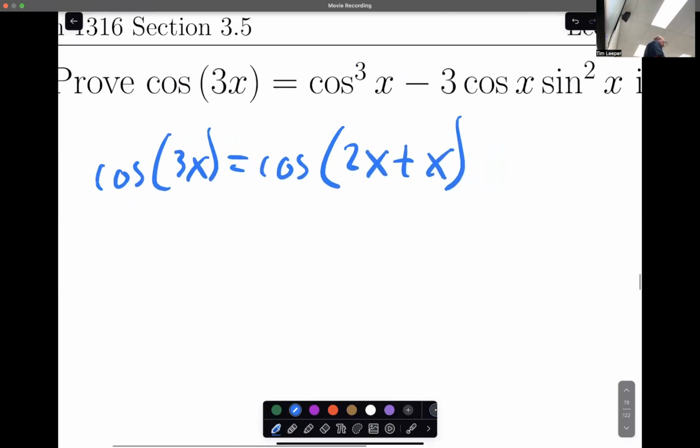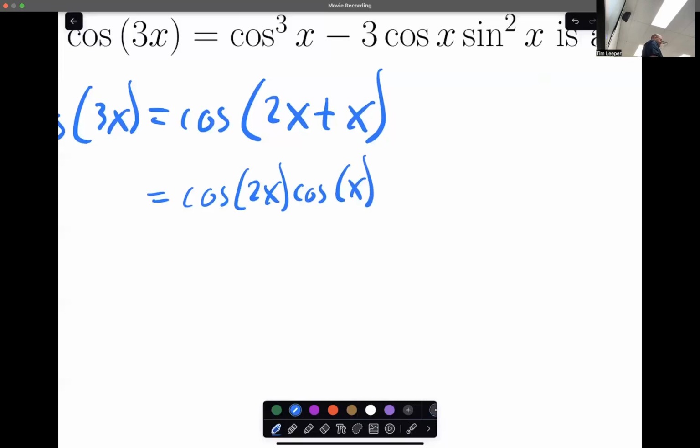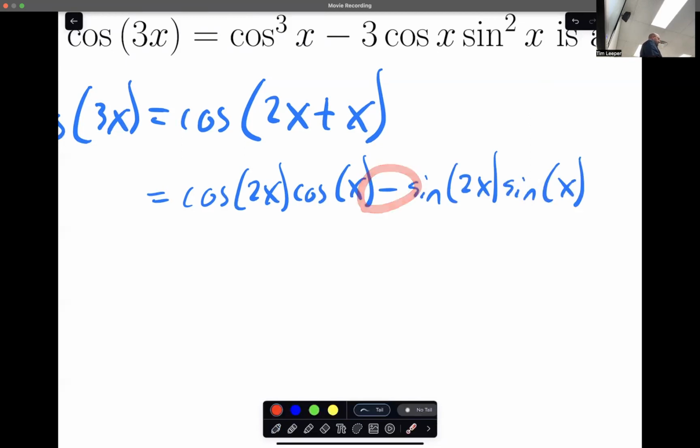So in this case, I'm going to replace the cosine of 2x plus x with the cosine of a sum formula, which would be the cosine of the first one, 2x, times cosine of the second one, x, and then minus the sine of the first one, 2x, times the sine of the second one, x. Cosine, you always use the opposite sign between them. And of course, you have to use the same functions for them to be even.